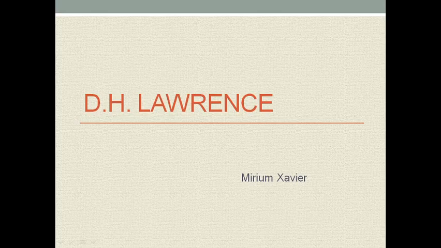Good morning, girls. Today we continue the discussions on modernist writers. So we have finished modernist poets, mainly T.S. Eliot, W.B. Yeats and W.H. Auden. Today we will discuss some of the novelists, starting with D.H. Lawrence. D.H. Lawrence, 1885 to 1930.